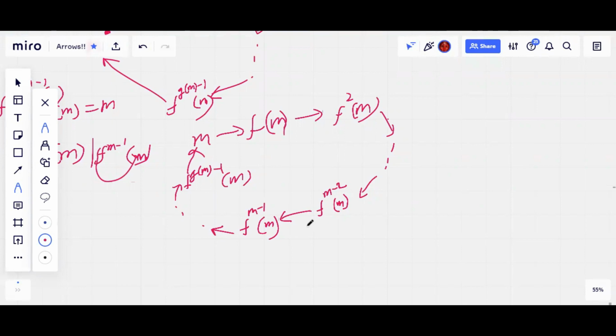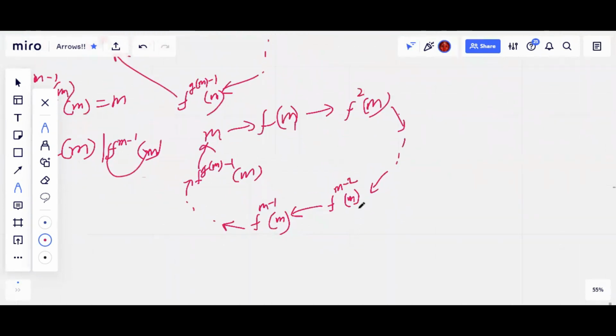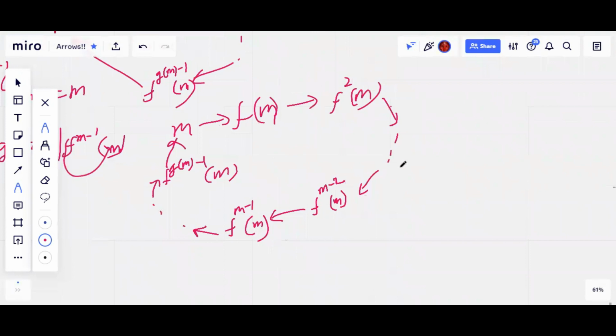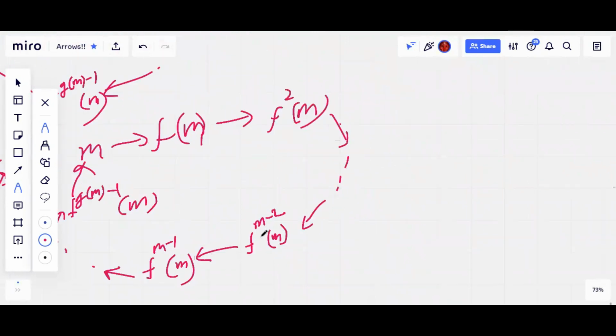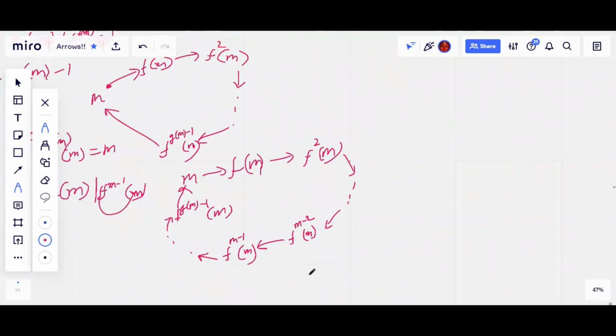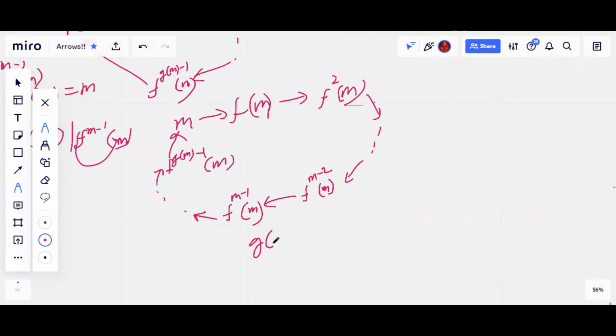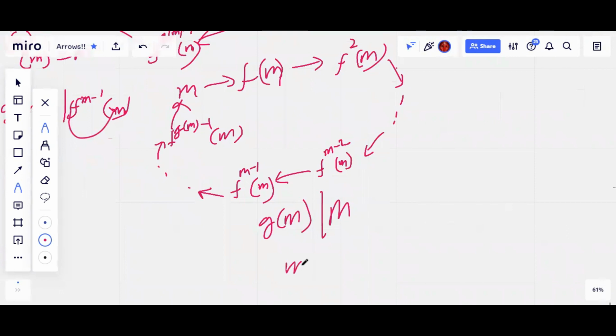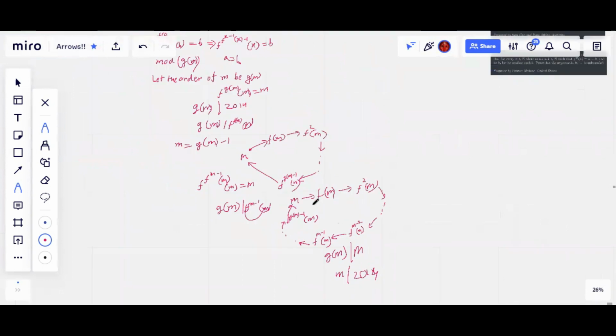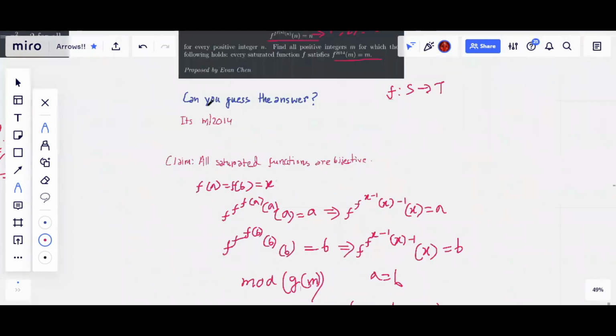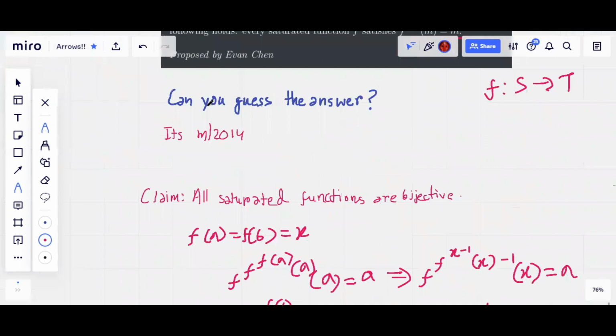I will leave the computation to you. So inductively, we can say that every element of the cycle is divisible by g of m, because if you have this divisible by g of m, then the element which maps to this is also divisible by g of m. And this means g of m also divides m. And this just implies that m divides 2014. So we guessed the answer was that m divides 2014, and we proved it.